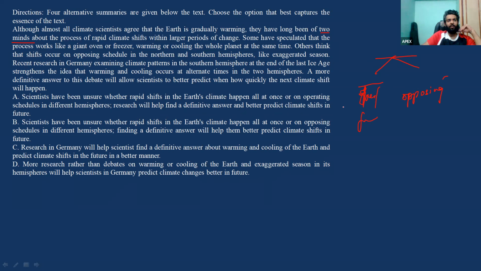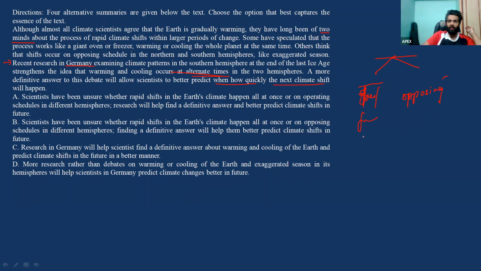Like an exaggerated season. So recent research in Germany examining the climate patterns. Again, this becomes supporting evidence. It's not really the main idea. This is supporting evidence, and this is the main idea. Germany examining the climatic patterns in the southern hemisphere at alternate times in two hemispheres. So more definite answers in this debate will allow scientists to predict when and how quickly the next climate shift will come.